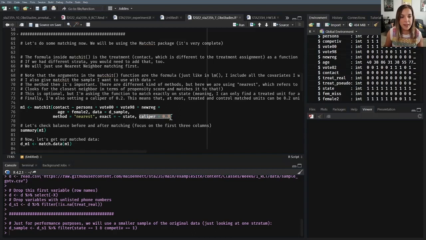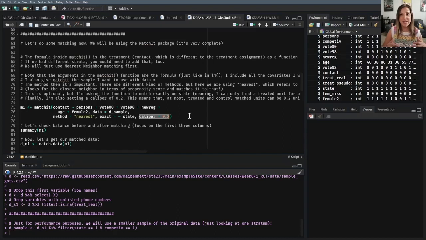And finally, caliper basically is also kind of a boundary argument, in the sense that we don't want to match anyone to anyone just because they're left there. We want to have certain control over our matched sample.